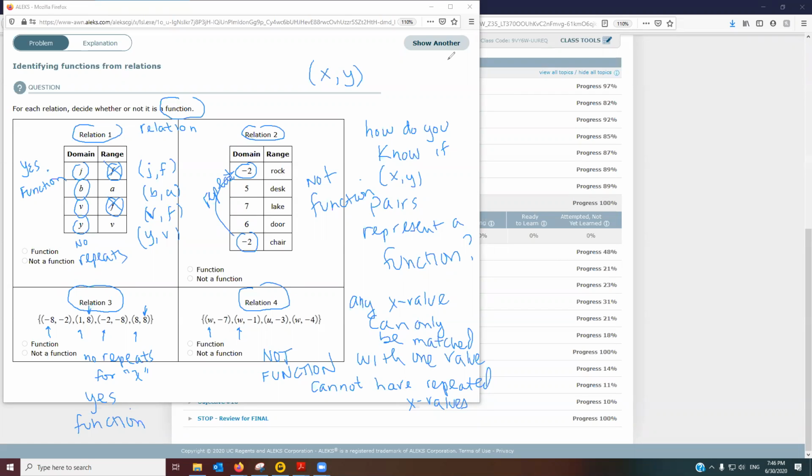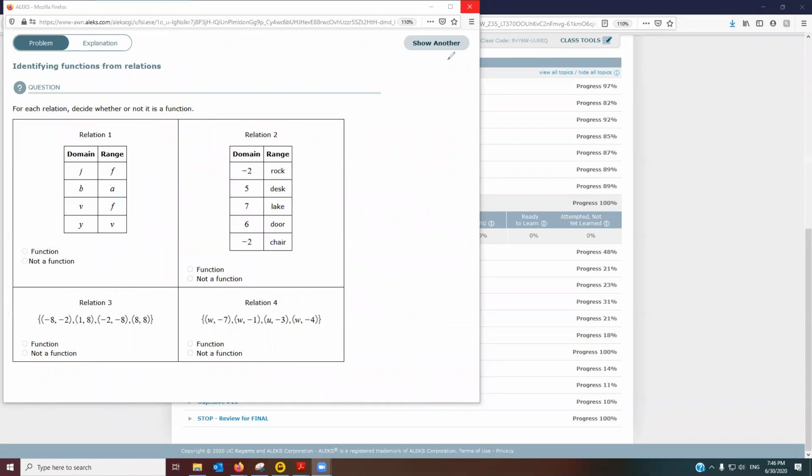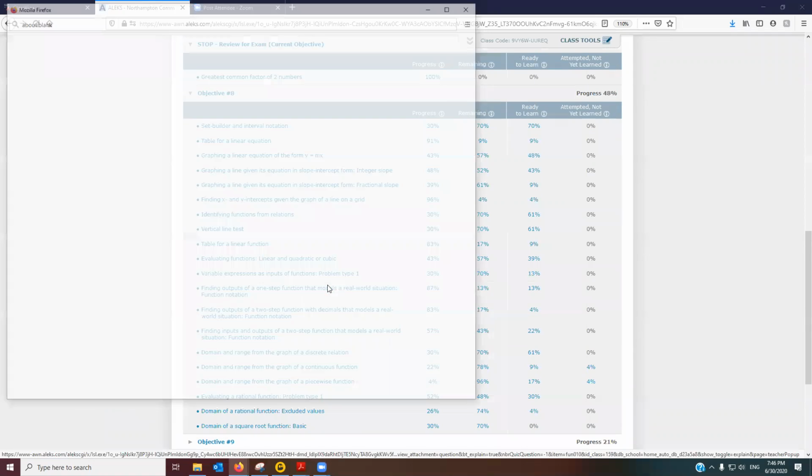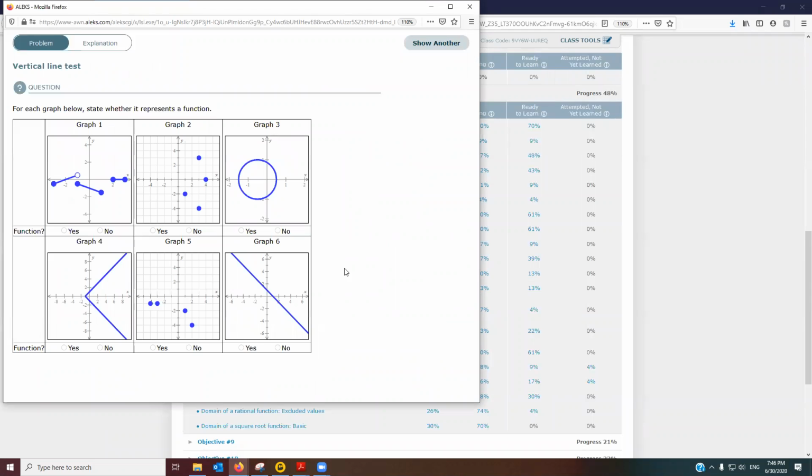Let me come to a related topic, and it's called the vertical line test. What we just did is we determined if XY pairs represented a function. But there's another question that comes up. What if you're looking at a graph? Does a graph represent a function? Well, there's a method to answer that. It's called the vertical line test. By the way, this is in the reference packet if you need to look this up.